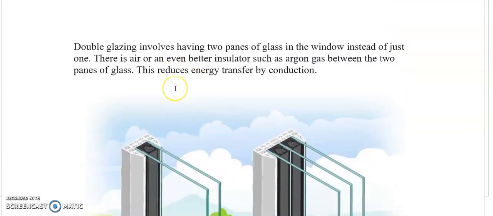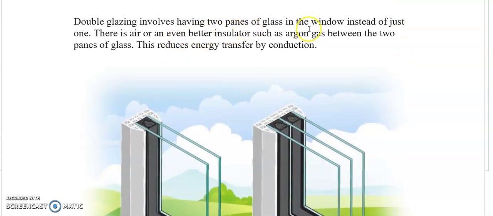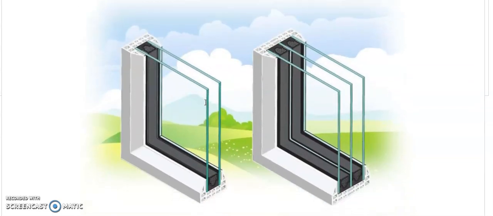Now, double glazing involves using two panes of glass in the window instead of just one, and there's air in here, or an even better insulator such as argon gas, and it reduces the energy transfer by conduction. You get the energy transfer by conduction through here, and then you've got a space where there is a lot less matter, and so conduction doesn't happen through gases, and then you reach the next window pane.